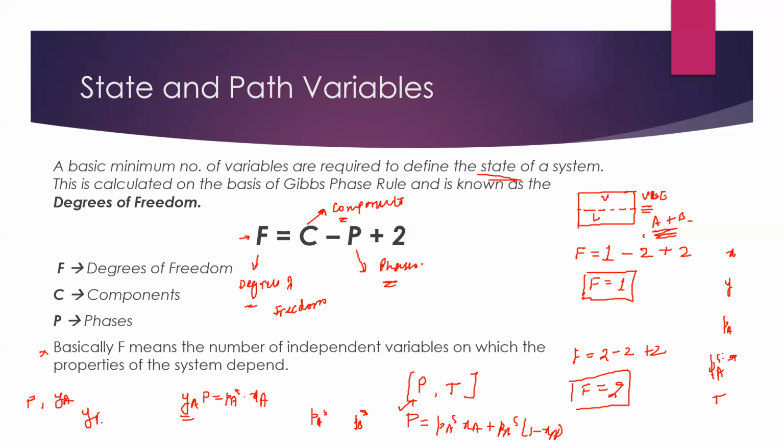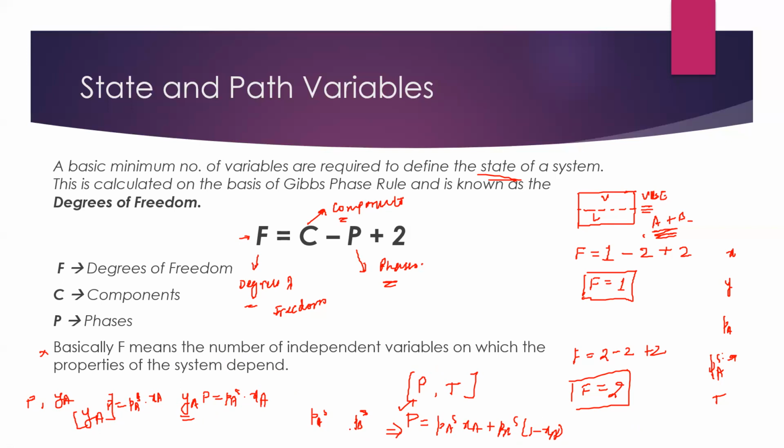Once they give us YA, we can get the partial pressure in the vapor phase. Then we can equate it with PAS into XA, and we can also use this particular equation. PAS and PBS both depend on temperature. So from that, using certain hit and trial methods, we can get temperature and pressure. We'll discuss these numerical methods as well while we deal with this course.